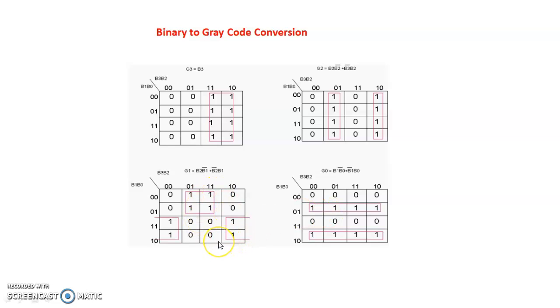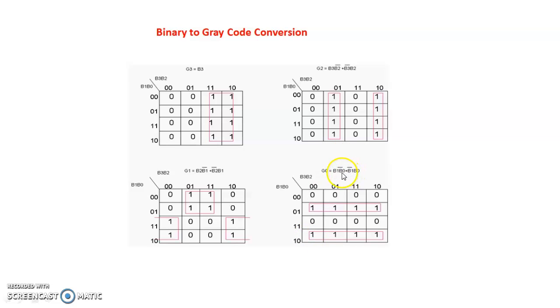So there are possibilities of 2 groupings. So G1 is equal to B2 into B1 bar plus B2 bar B1. Next, for the G0 expression, there is again a possibility of 2 groupings. So this is the first grouping and this is the second grouping. For this grouping, the redundant cell gets removed. So here the expression is B1 into B0 bar.